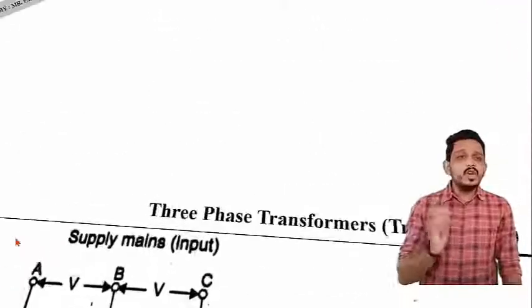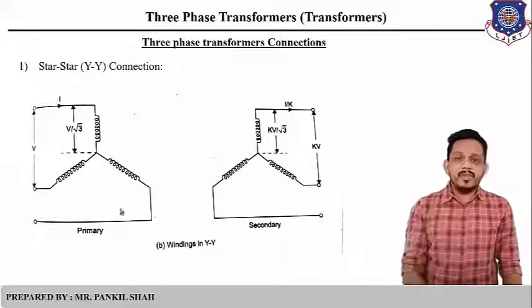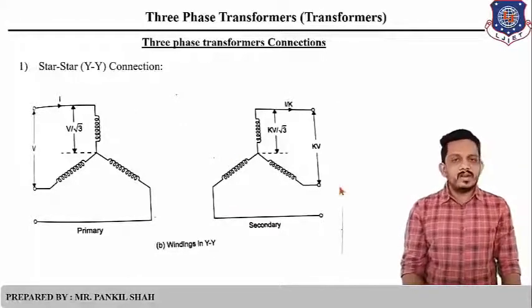So in this way, you can connect the star-star connection. That was the schematic diagram. If you want to draw the winding diagram, then the star connection can be drawn like this, and the star connection in secondary winding can be drawn like this.